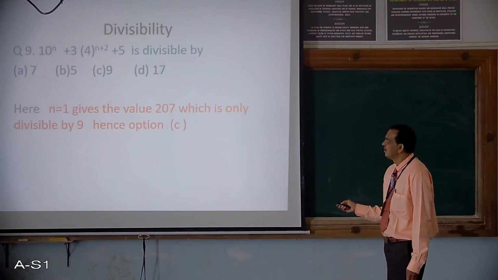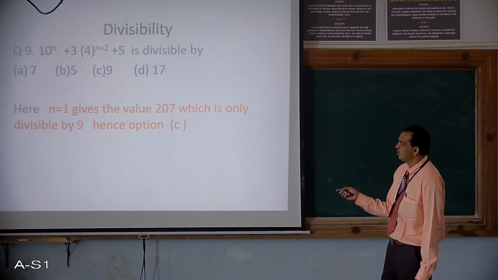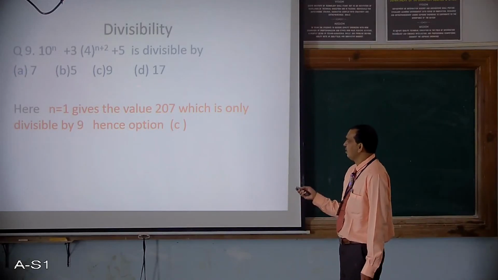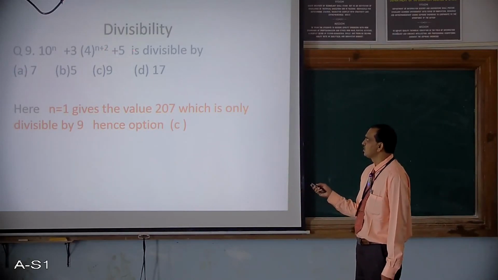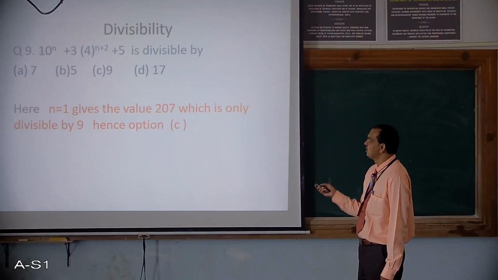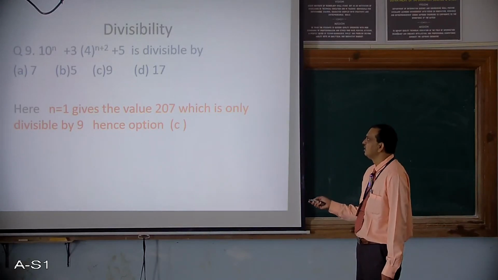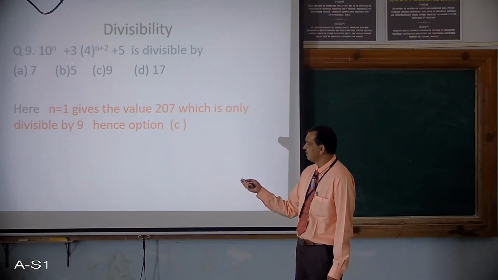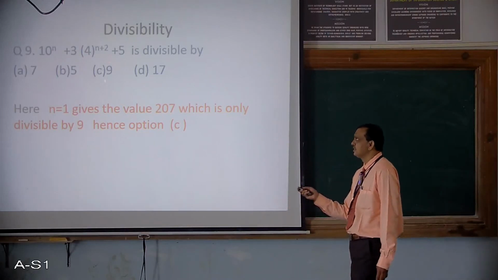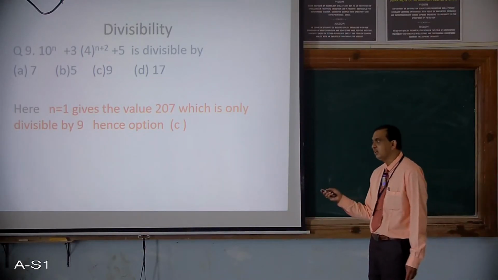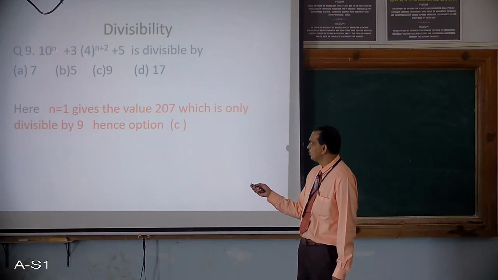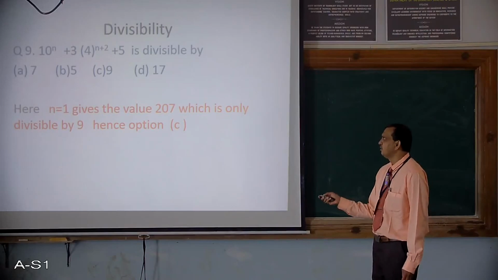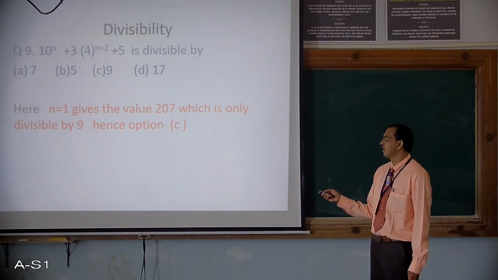Next. This is also a very straightforward example. It is basically on induction, but I have taken it under divisibility. So we have 10 raised to n plus 3 into 4 raised to n plus 2 plus 5, and we want to know what it is divisible by: 7, 5, 9, 17. Quickly put n equal to 1. I have been telling you, all these problems related to n correspond to natural numbers. Hence 1 is the least value, and 1 is the only thing which will decide everything. So put n equal to 1. Quickly find 10 plus 3 into 4 raised to 3 plus 5, that will become 207, which is only divisible by 9. Hence the right option is C.